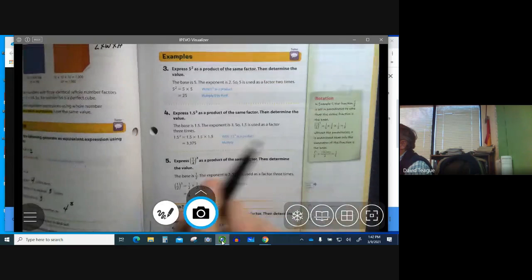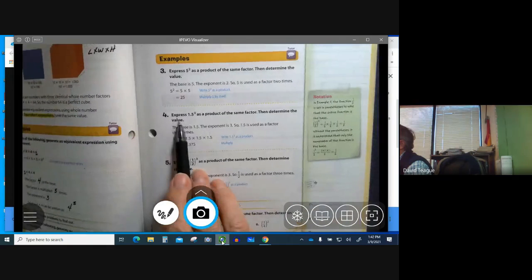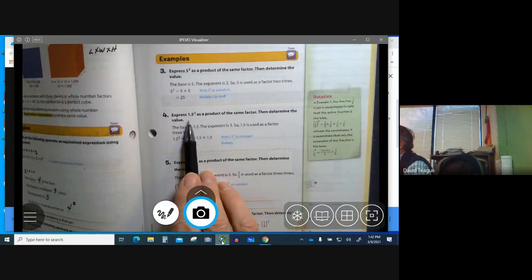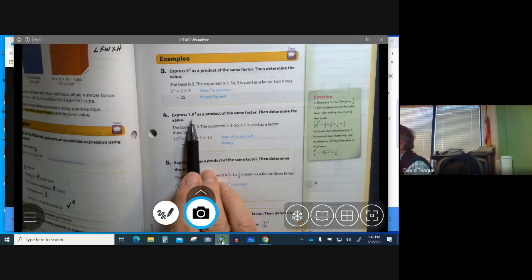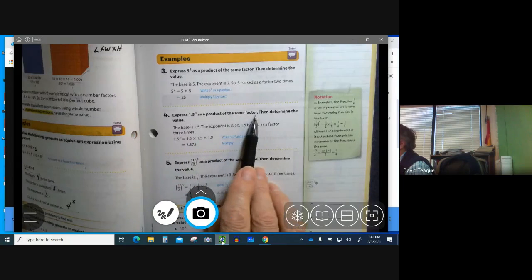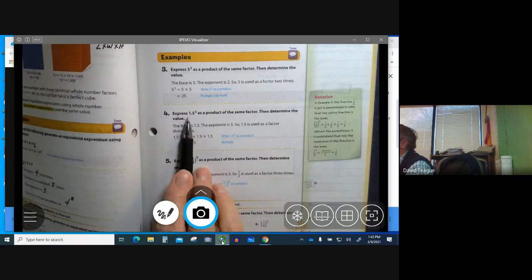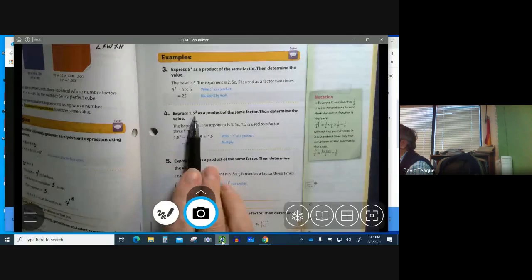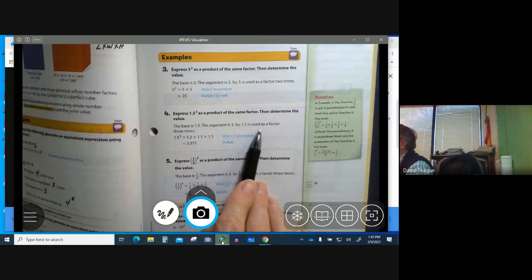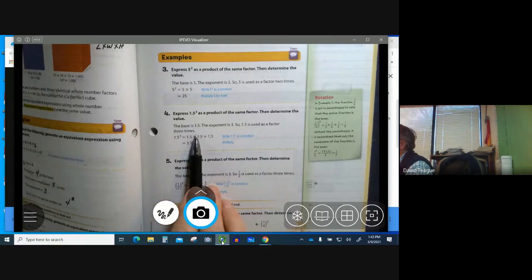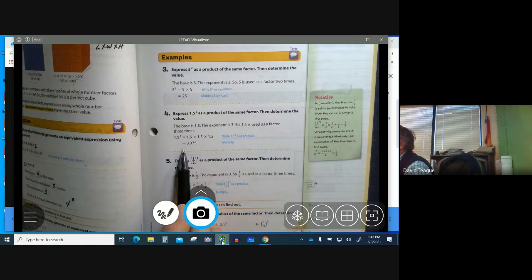Okay. Now they're going to do it with a decimal. So express 1.5 cubed as a product of the same factor, then determine the value. So the base is 1.5. The exponent is 3. So 1.5 is used as a factor 3 times. So 1.5 cubed is equal to 1.5 times 1.5 times 1.5, and you get 33.75.